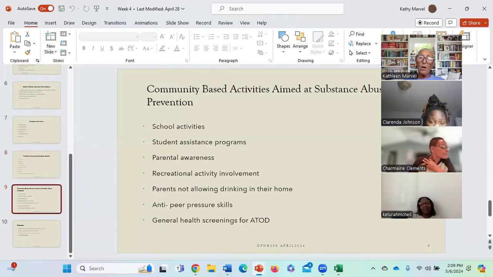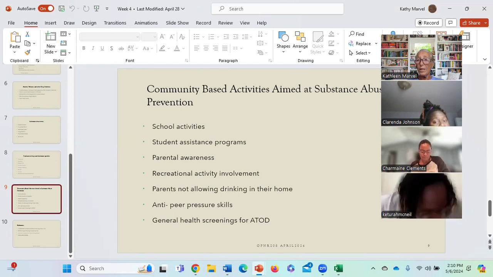And then the last thing about alcohol, tobacco, and other drugs is it's important to know about community-based activities that people or groups or organizations do in the communities for substance abuse prevention. Some examples are school activities. I did a lot of school activities when I was in school nursing about education with substance abuse prevention. Student assistance programs. I did a lot of education with parents on substance abuse prevention, what to look for. Recreational activity involvement, after school activities, community activities to get kids involved with, to keep them busy. Parents not allowing drinking in their home. Anti-peer pressure skills, really important.